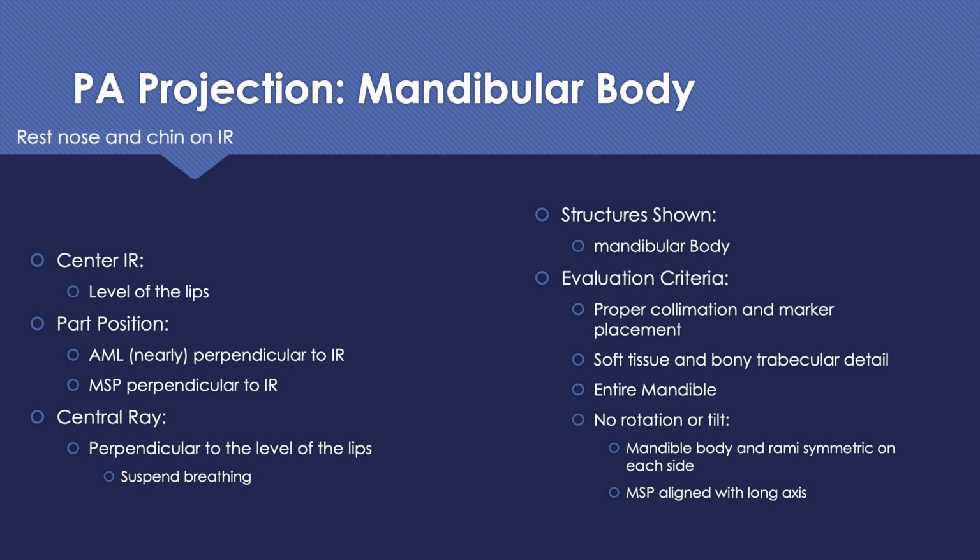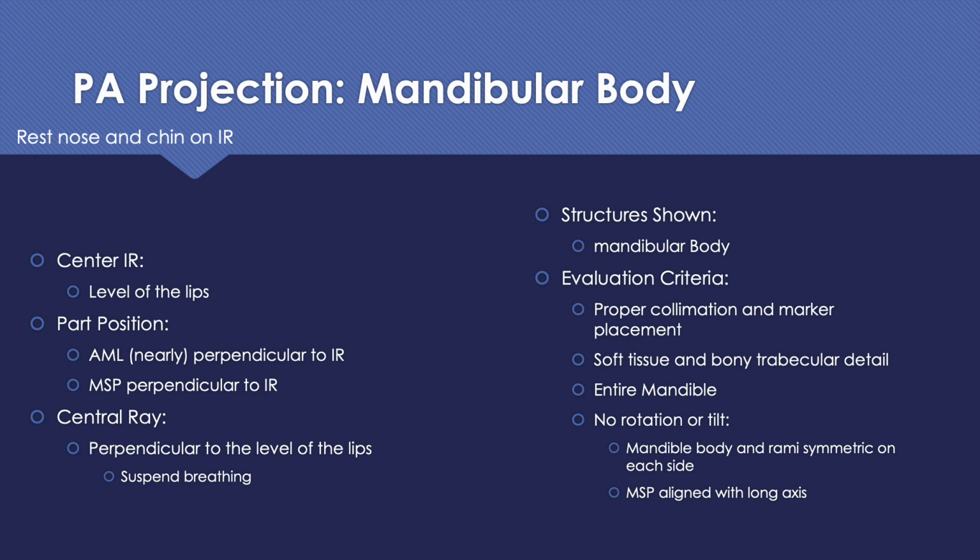For our next projection, it is similar to the PA projection we just talked about. This one will demonstrate the mandibular body. The patient's nose and chin will be on the IR. You will center the IR at the level of the lips. For part position, the AML will be nearly perpendicular to the IR, with the mid-sagittal plane perpendicular. We will have the central ray perpendicular to the level of the lips, as well as holding your breath. For the structures shown, we will see the mandibular body.